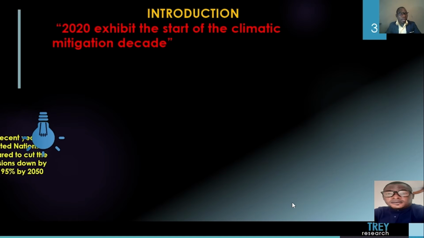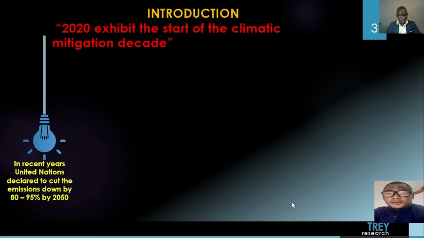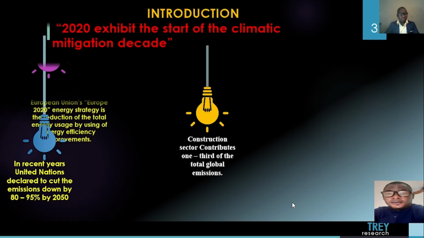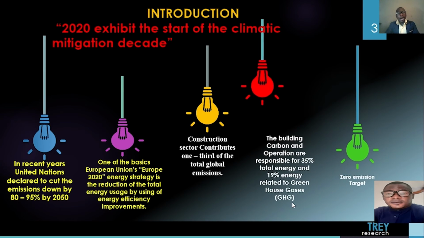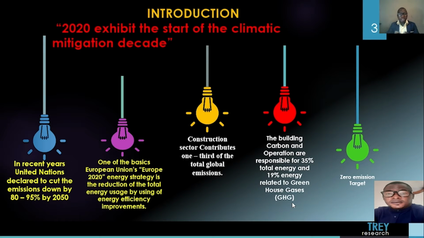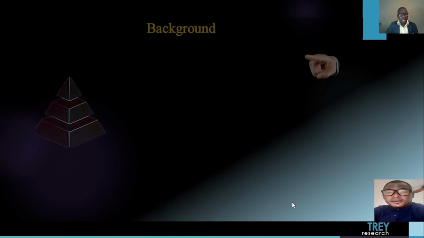And we all know that 2020 has been the start of the new climatic mitigation decade. In recent years, United Nations IPCC declared to cut the emission down by 80 to 95% by 2050. Now, one of the basic European Union Euro 2020 energy strategies is the reduction of total energy usage by using energy efficiency improvement. Construction activity sector contributes 1/3 of total global emission. The building carbon footprint operations are responsible for 35% of total energy and 90% of greenhouse gases. So we must find a solution to solve this CO2 problem.